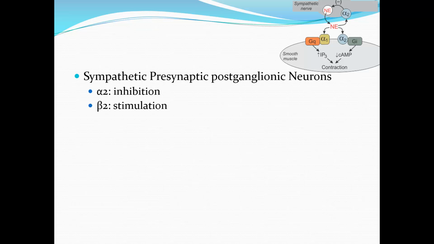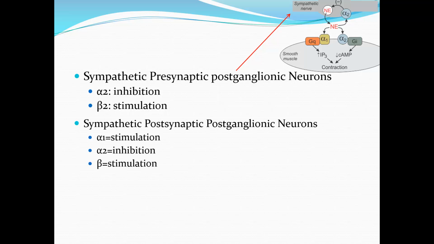So what does it all mean? When you get sympathetic stimulation of the presynaptic postganglionic neuron, again, this is the neuron that synapses with the end organ, when you activate alpha 2 presynaptic receptors, the effect is inhibitory. When you activate the beta 2 presynaptic receptor, the response is stimulatory. So again, that's the postganglionic neuron.